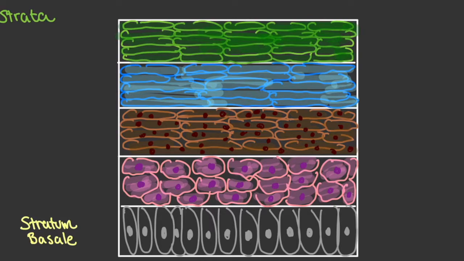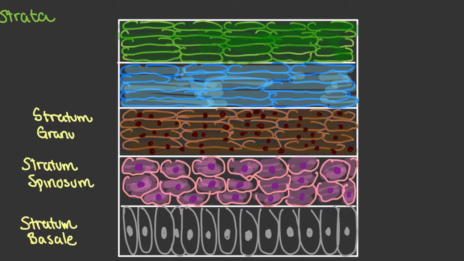Now, just superior to that, we have the stratum spinosum. And just superficial to it, we have the stratum granulosum. Now, for this particular layer, you'll notice that we have small grains within that tissue layer, which is why we have the term granulosum. Now, just above that, we have our fourth layer, which is referred to as the stratum lucidum.